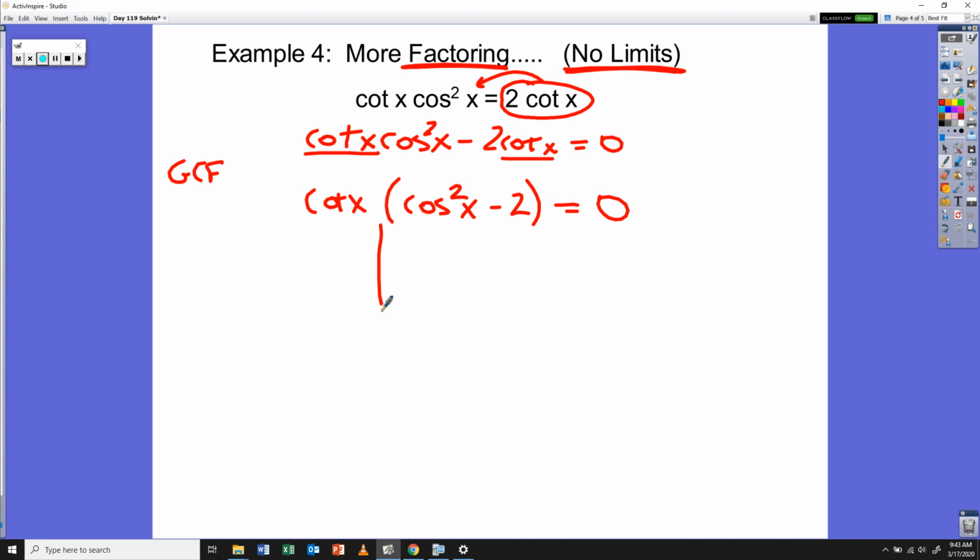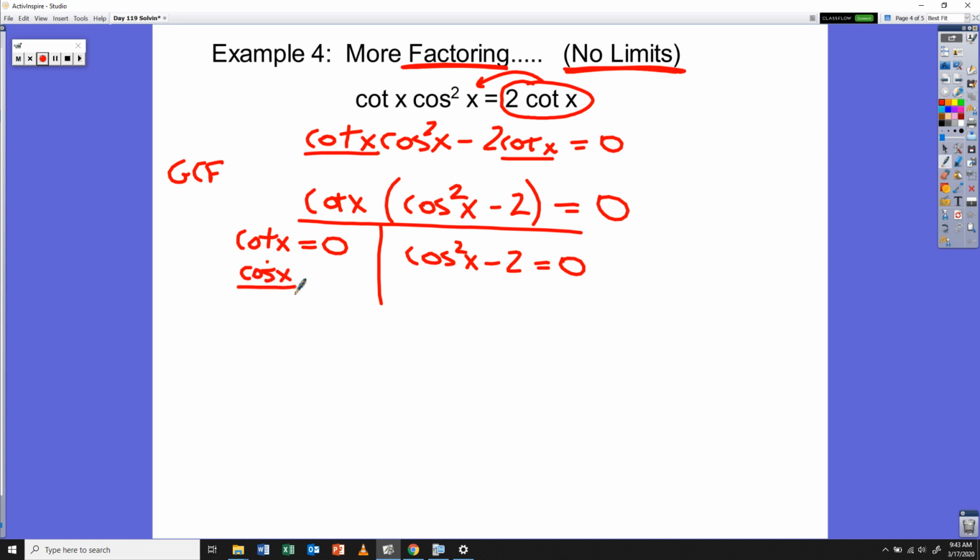Again, once you have your factors, you're going to be taking each one of the two terms and setting it equal to 0. So we're going to try to find out where cotangent is equal to 0, and we're going to try to find out where cosine squared x minus 2 would be equal to 0. These will be the solutions for our problem. Remember that cotangent of x is actually made of cosine over sine.